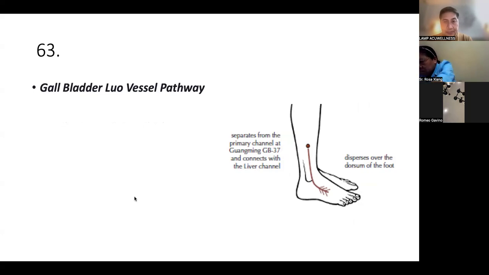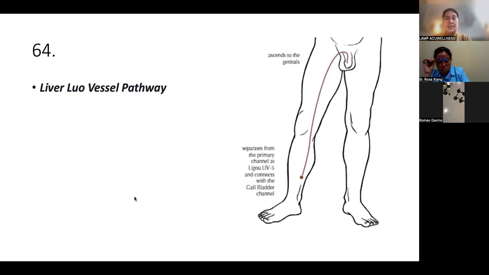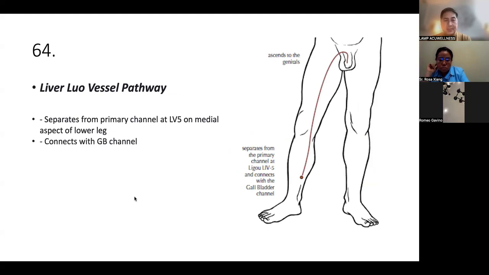Gallbladder. Separates from the primary channel at GB37, connects with the liver channel, descends and disperses over the dorsum of the foot. Liver. Liver separates from the primary channel at liver 5 on the medial aspect of the lower leg, then connects with the GB channel and ascends to the genitals.